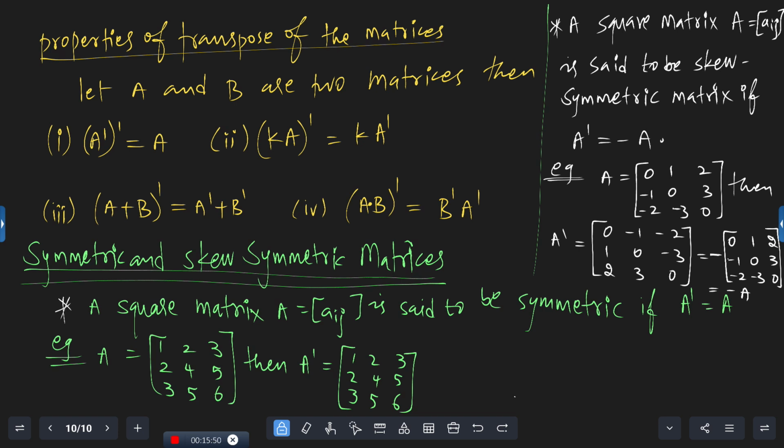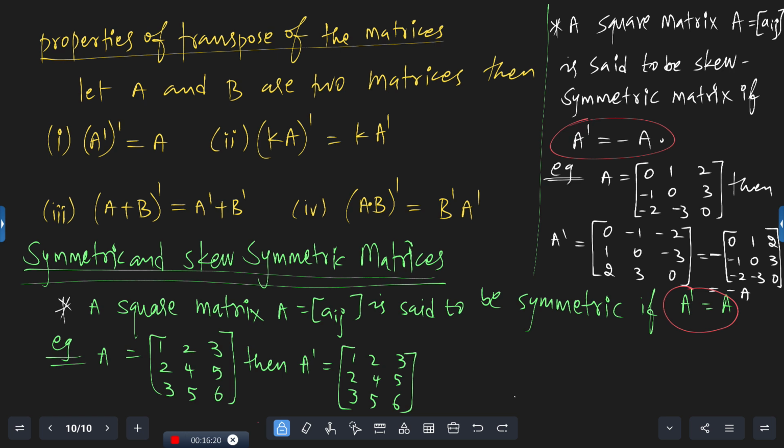This is the definition they are giving here, and a few more. We have two more very important theorems, and based on them we also have sums. The theorems will come, but before that, complete this. You have to memorize these two points. Symmetric, A dash is equal to A. Skew symmetric, A dash is equal to minus A. Very, very important note. They may ask in the MCQ also.